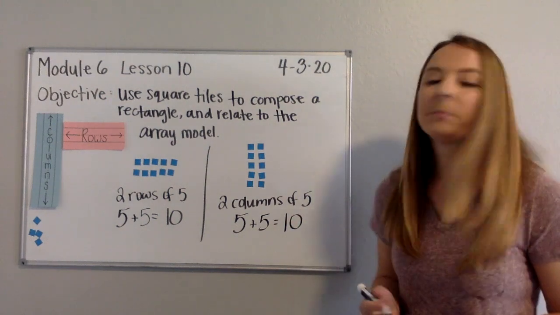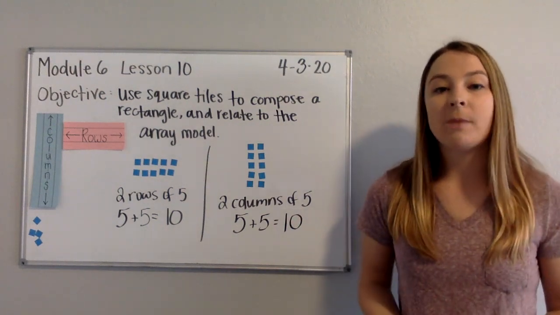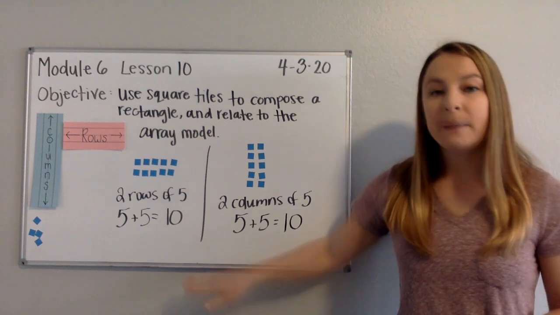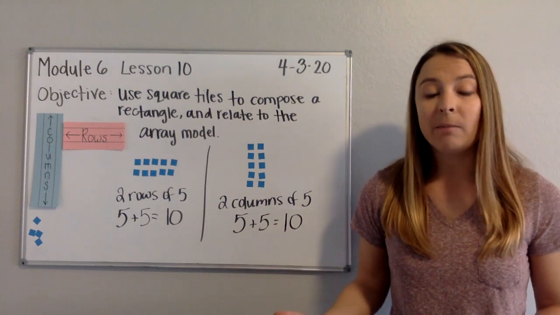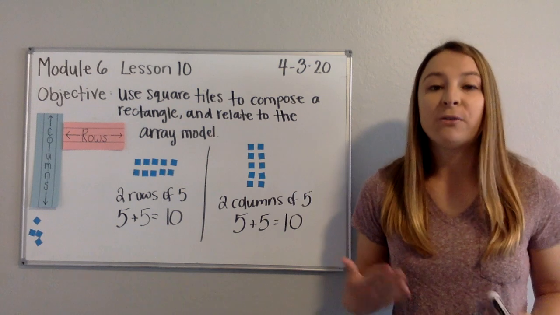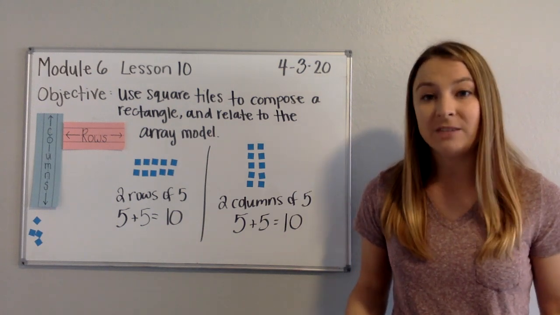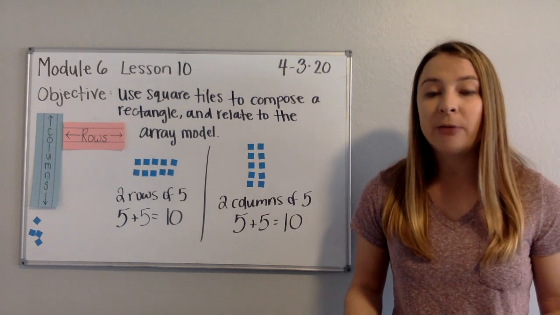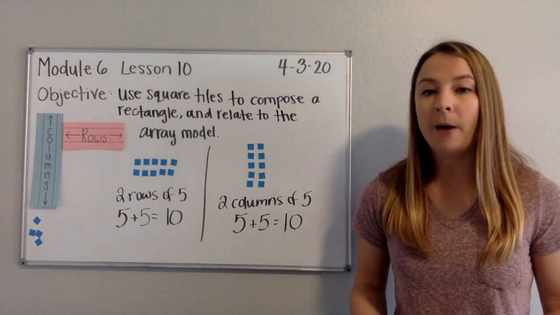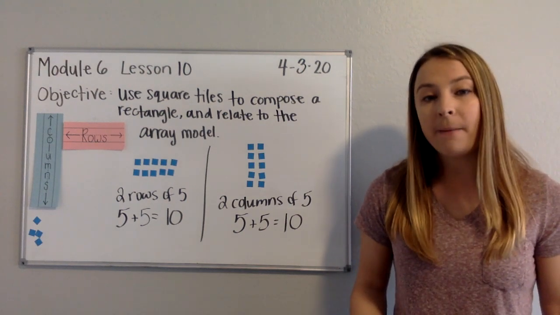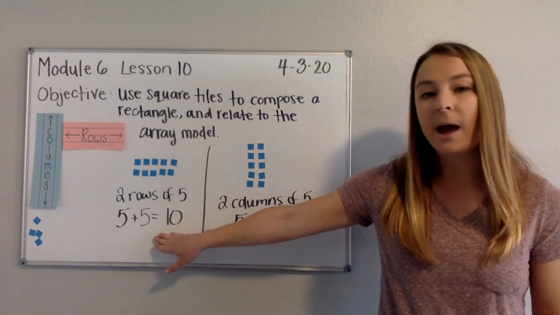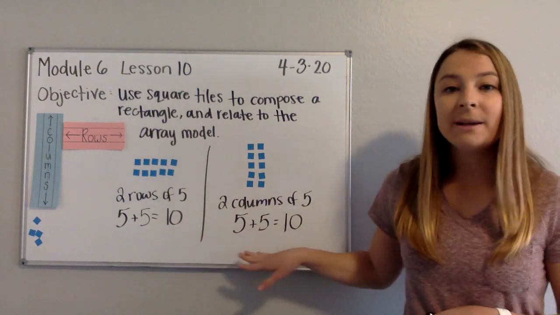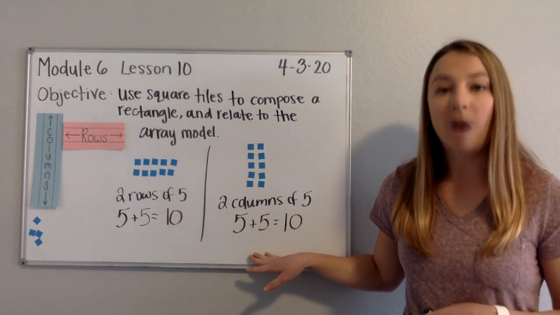Now, some things that are similar about my 2 examples is that my repeated addition sentences were the same. In both examples, I came up with 5 plus 5 for a total of 10. I used the same amount of counters, but I created 2 different models. Something that's different about my examples is that in my first one, I was looking at rows, and in my second example, I was looking at columns.